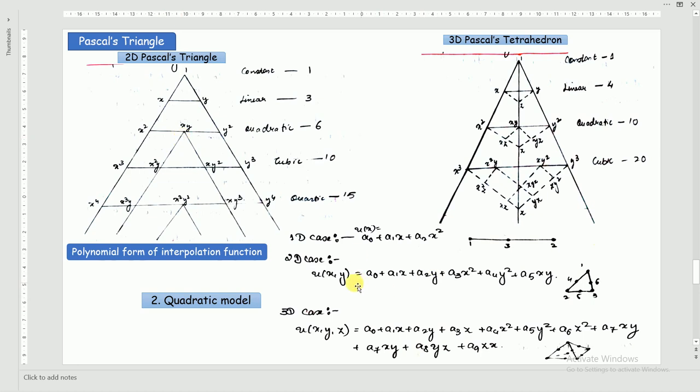This is how you write the equation, a0 plus a1x plus a2y plus a3x square, then plus a4y square plus a5x into y, okay, x into y. So this is for the 2D case quadratic model.